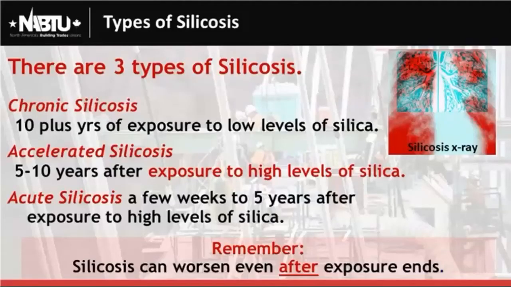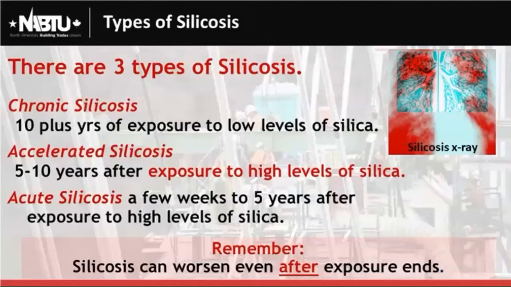There's actually three types of silicosis. There's chronic, accelerated, and acute. It all depends on the dose and duration. How long of an exposure are you dealing with? How many years? Okay, so take a look at chronic silicosis. It's 10 plus years of exposure, even at low levels of silica. And accelerated silicosis is 5 to 10 years after high levels of silica exposure. Acute silicosis happens anywhere from a few weeks to as short as 5 years after exposures to high levels of silica.